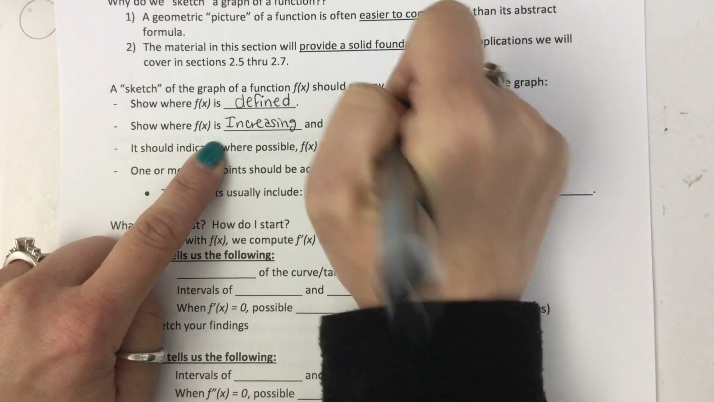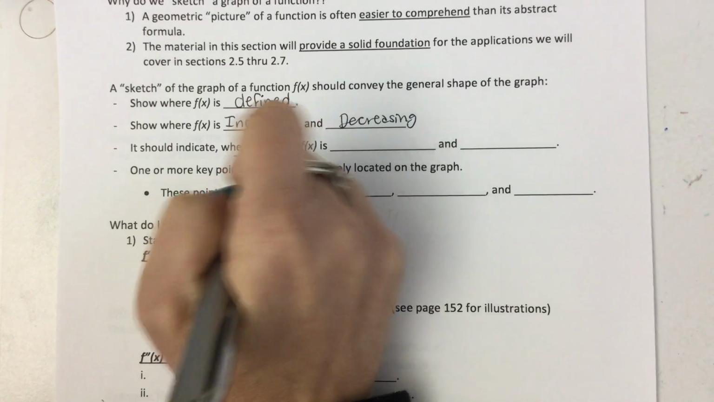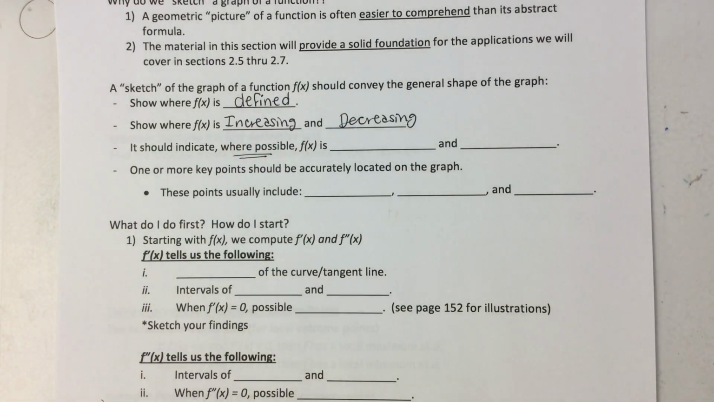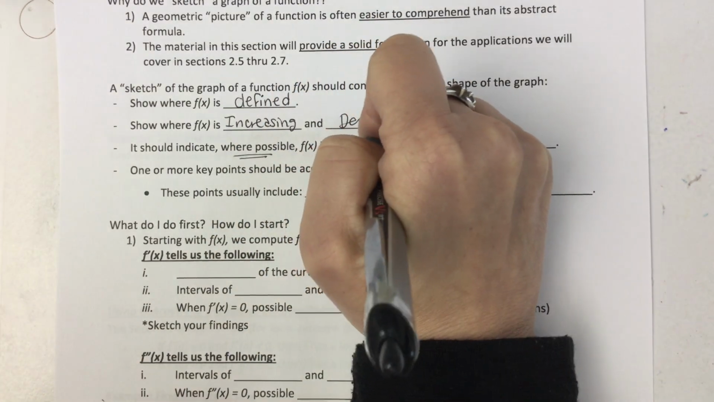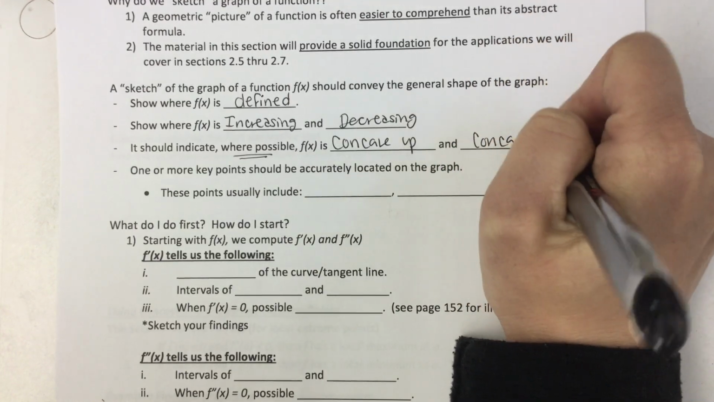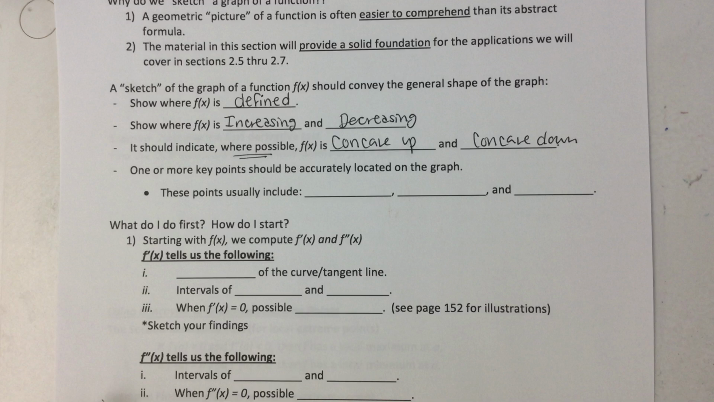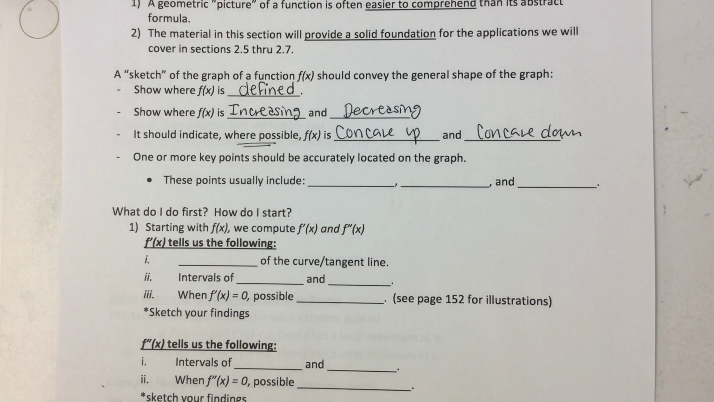And we looked at that earlier in this chapter. It should indicate, where possible, sometimes it's kind of tough to do this, where f of x is concave up and where it's concave down. Okay, and that, remember, was based off of our second derivative, and that's what we will look at further today.